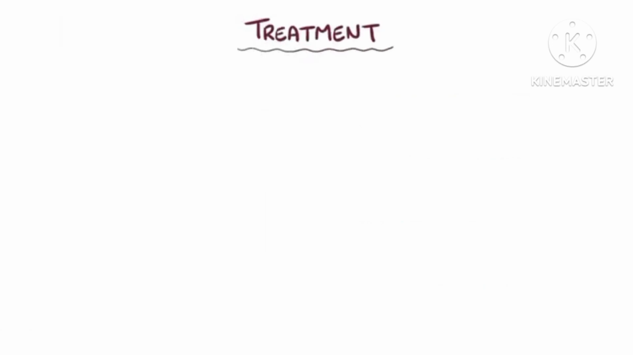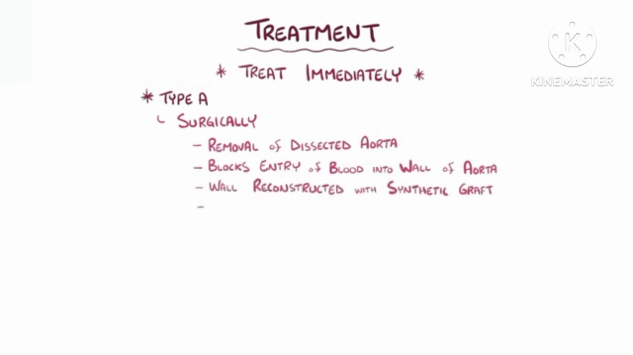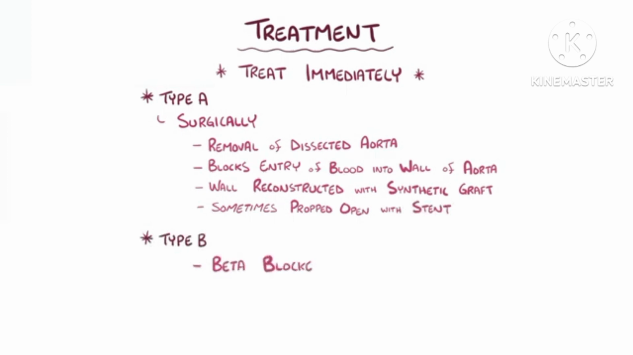An aortic dissection needs to be treated immediately. Type A aortic dissections are treated surgically, where a surgeon takes out as much of the dissected aorta as possible and blocks the entry of blood into the wall of the aorta. The aortic wall is then reconstructed with synthetic graft, and sometimes that graft is propped open with a wire mesh stent. Type B aortic dissections are treated with beta blockers and nitroprusside.